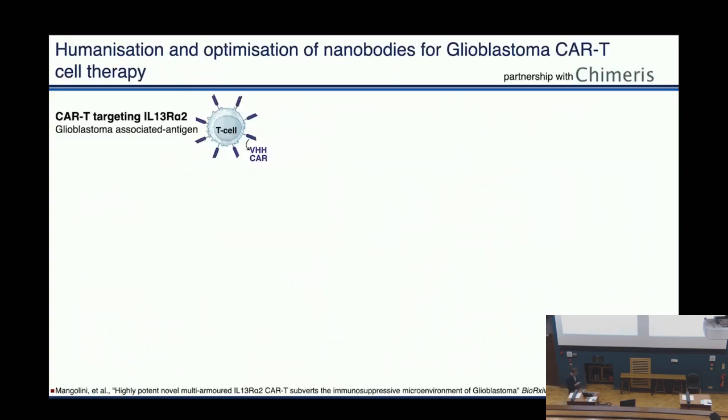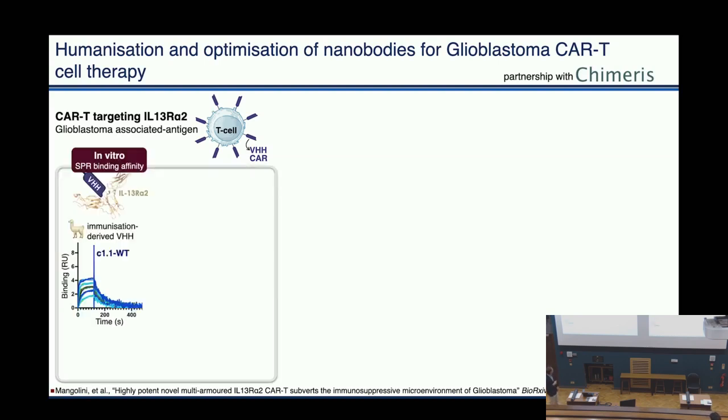So that was encouraging. So we used this approach in partnership with a company that does CAR T cells. So a CAR T cell is a T cell that has been engineered to display, in this case, VHHs on the surface, so it can recognize a tumor-associated antigen, in this case, this antigen here associated with glioblastoma, and when the recognition happens, the T cell will kill the tumor cells.